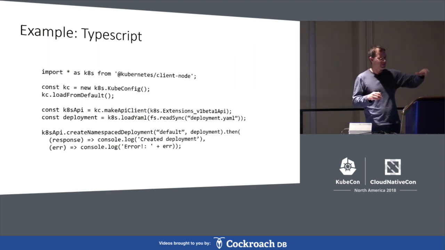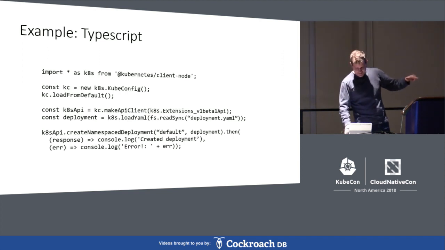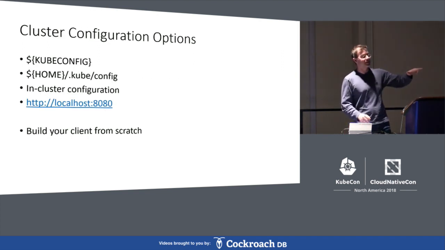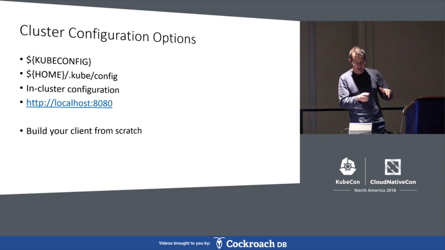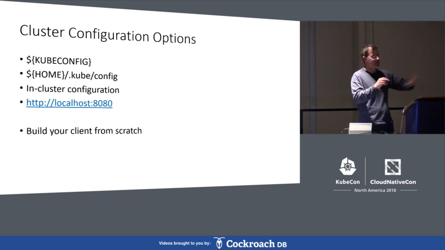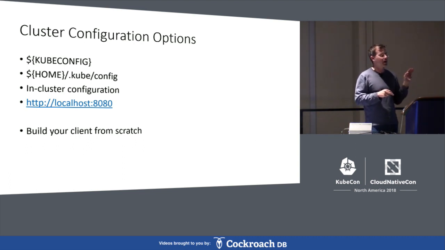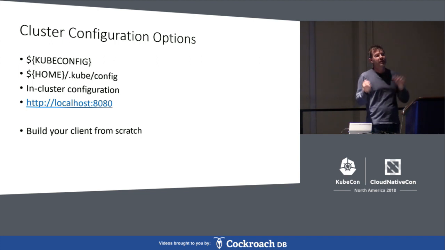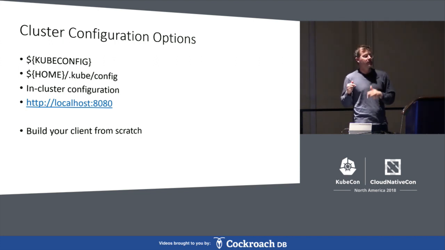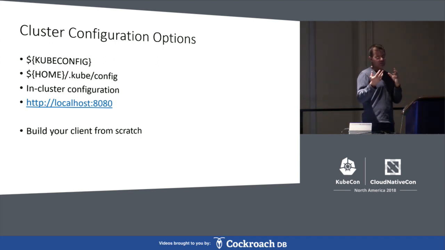Home local directory is the next one. In many cases, it looks in the cluster. It looks for some magic stuff inside the cluster. And then finally, if all else fails, it defaults to localhost 8080. And that's actually not entirely true because on Windows, there's actually multiple different places that you might call a home directory.